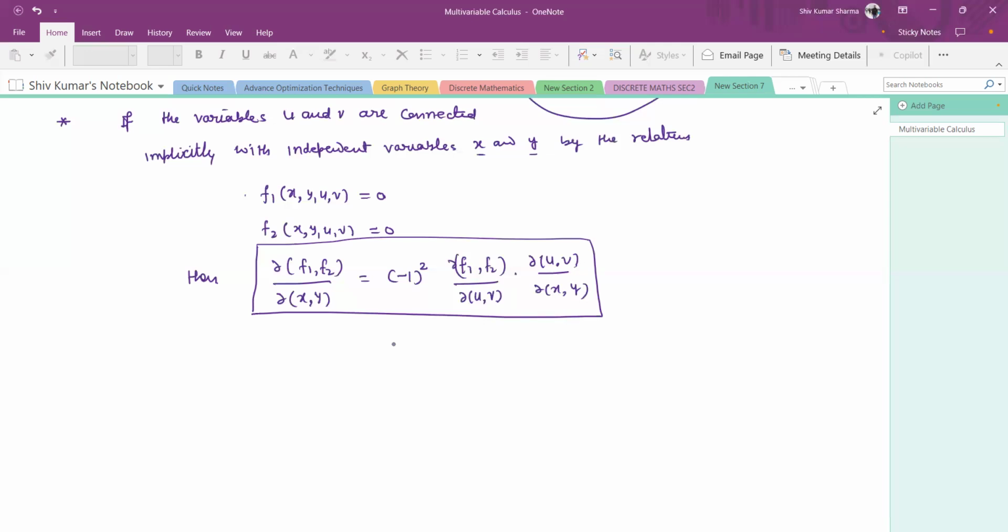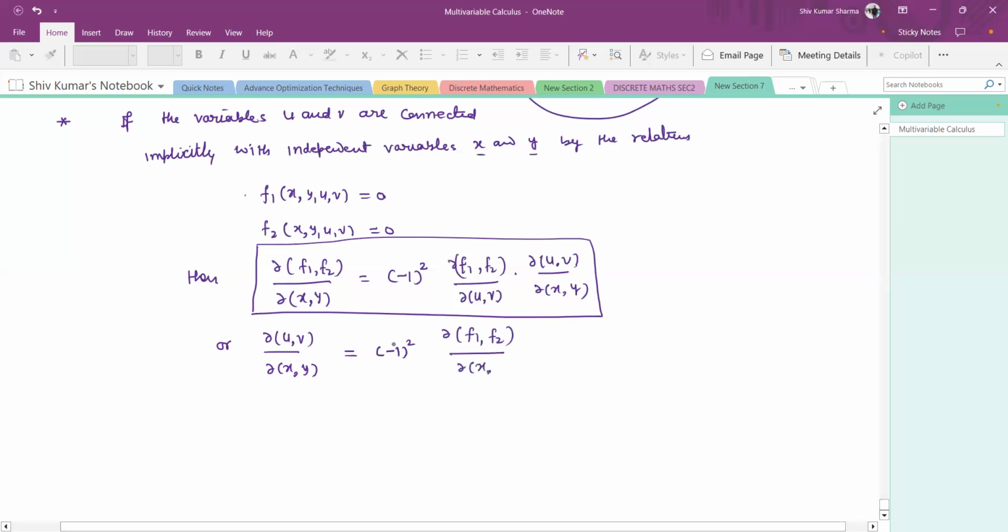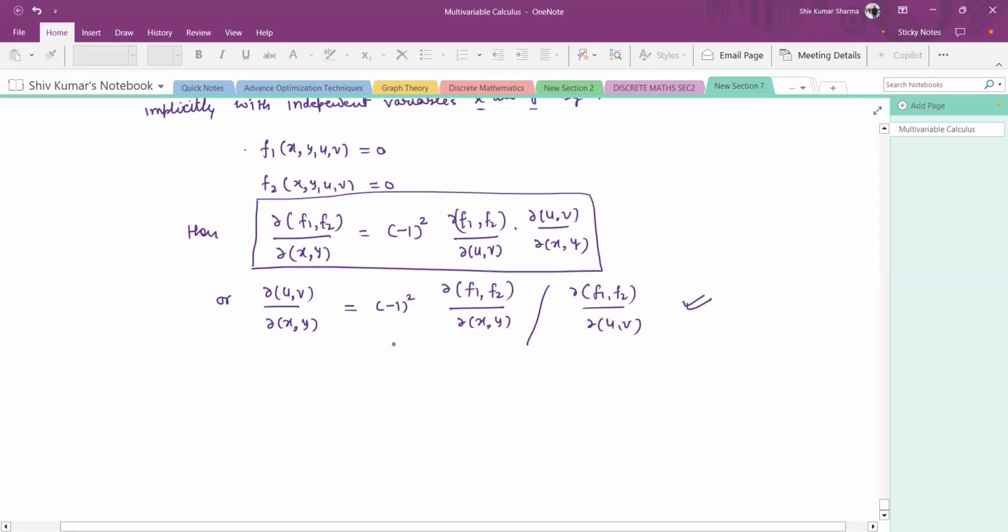Now, when we want to calculate del u, v upon del x, y for implicit function, this can be written as minus 1 raised to the power 2 del f1, f2 upon del x, y divided by del f1, f2 upon del u, v. So we need this formula to solve the problems.